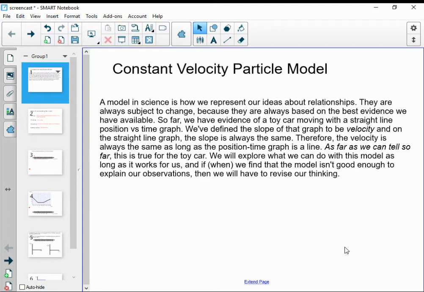And when I talk about a model in science, I don't necessarily mean a little physical thing that I glue together that looks like a bigger thing. A model is just a representation of our ideas. So we're looking at a relationship between position and time for a moving thing, and that is what is leading us into this first model. And our models are always subject to changing because they're based on our evidence. And so if our evidence changes, then we have to change our model or we're not dealing with reality anymore.